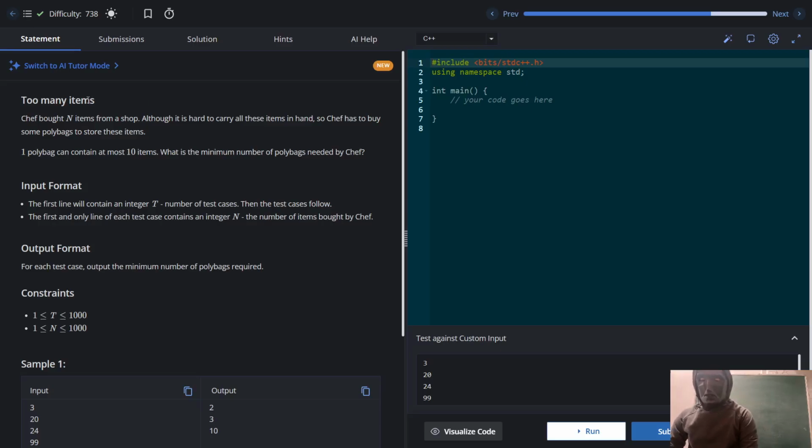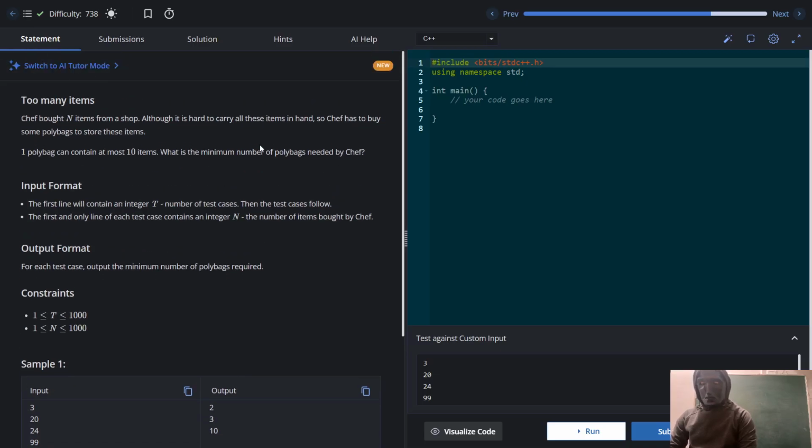So in this video I'll be solving the problem Too Many Items. So let's read out the problem. Chef bought N items from a shop. Although it is hard to carry all these items in hand, so Chef has to buy some polybags to store these items. One polybag can contain at most 10 items. What is the minimum number of polybags needed by Chef?